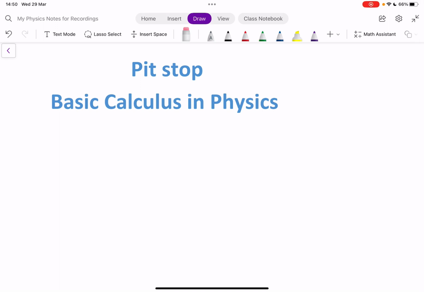Bringing calculus into physics isn't quite as difficult as it sounds. We're going to start by looking at some mechanics, which is probably where the calculus is a little bit more familiar to you. We already know, for instance, that acceleration is change in velocity over time.